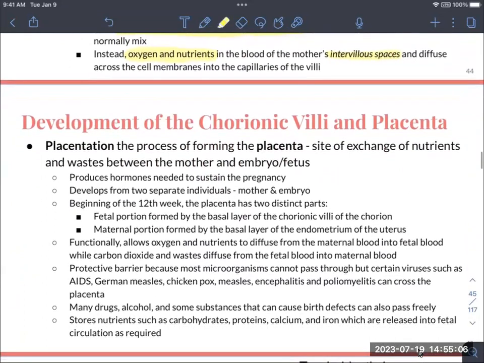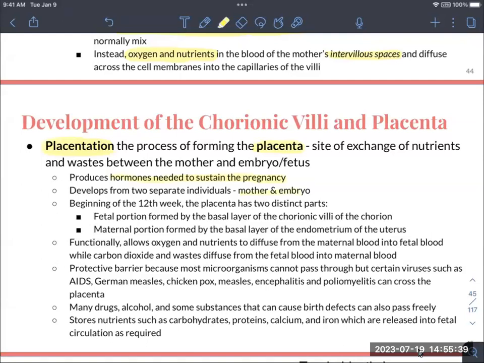Developing that placenta, that chorionic villi. Placentation is that process of the placenta forming. Once that placenta is formed, that is the site where these nutrients, wastes, everything gets exchanged between the mother and the fetus. This placenta is going to produce the hormones so the pregnancy can sustain itself.